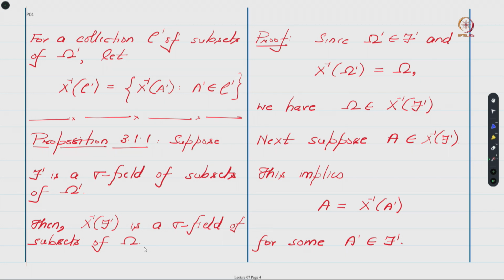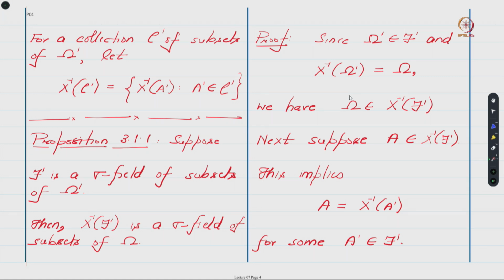You basically show that X inverse of F prime satisfies all the desired properties required by a sigma field, right. So, the first of these properties that we have to show is that omega belongs to this X inverse of F prime. The way we verify this is, because your F prime is a sigma field made up of a collection of subsets of omega prime, the sample space omega prime itself should belong to F prime, and since omega prime belongs to F prime, X inverse of omega prime should belong to X inverse of F prime. However, X inverse of omega prime is omega, hence one can conclude that omega belongs to X inverse of F prime, right. So, this is a very easy sequence of arguments.